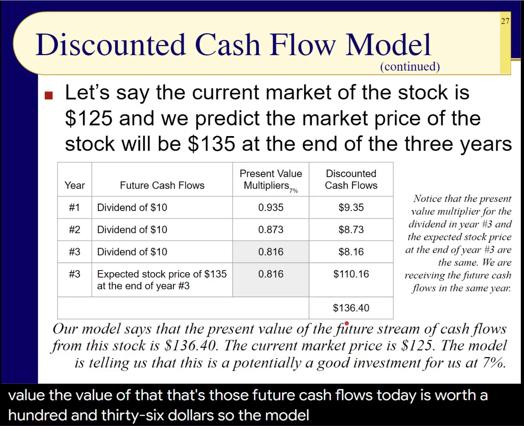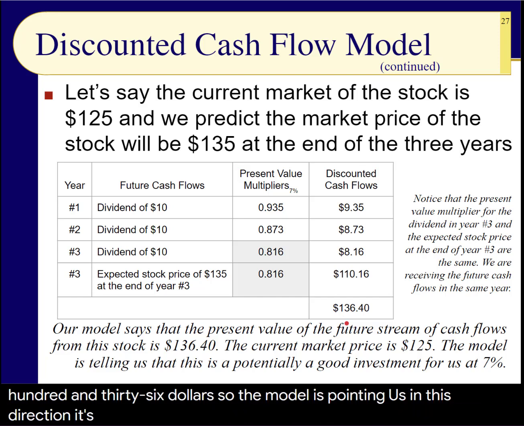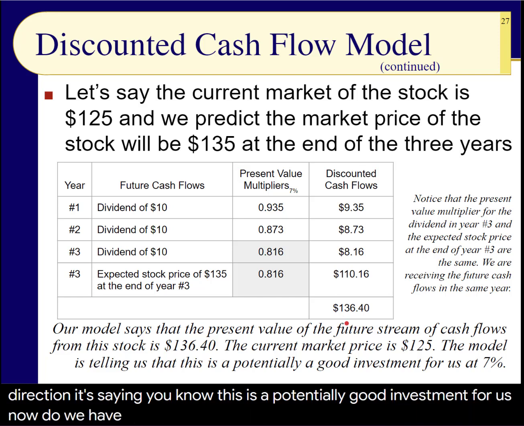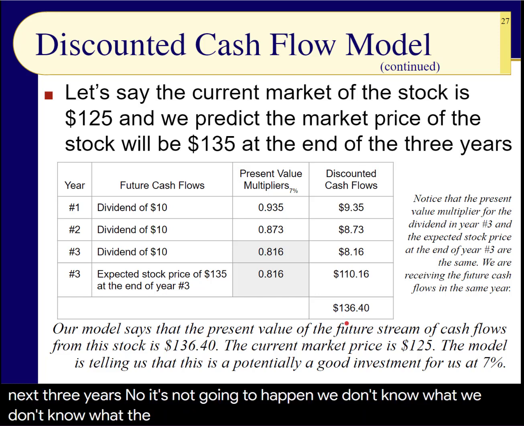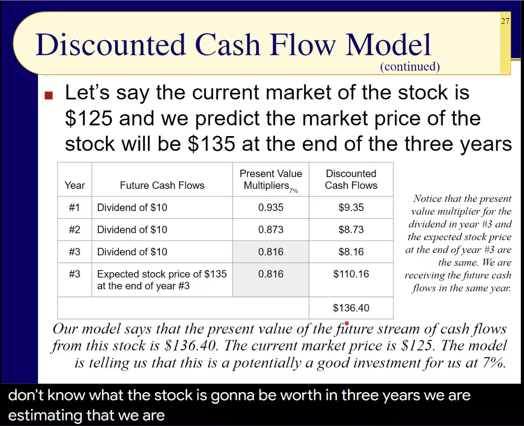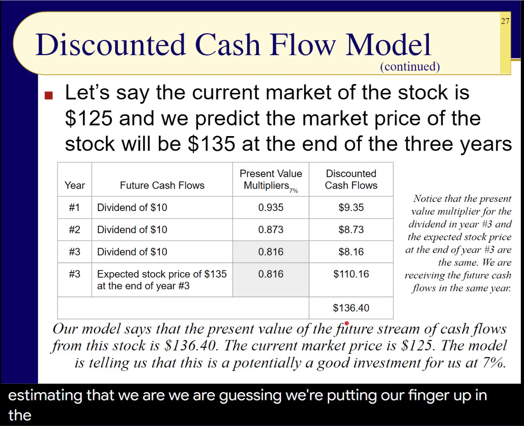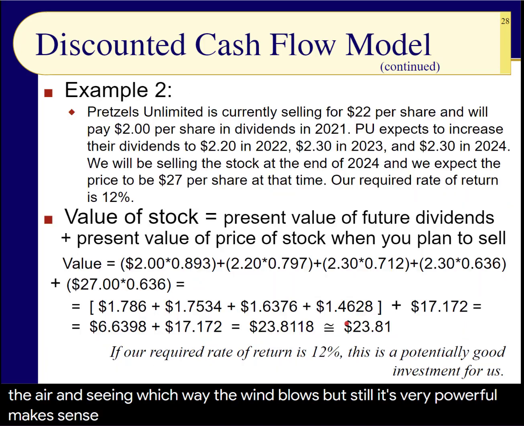So the model is pointing us in this direction. It's saying, this is a potentially good investment for us. Now, do we have any illusion that this is what's going to happen over the next 3 years? No, not at all. We know it's not going to happen. We don't know what the stock is going to be worth in 3 years. We are estimating that. We are guessing. We're putting our finger up in the air and seeing which way the wind blows. But still, it's very powerful. Make sense? Let's take a look at another example now.